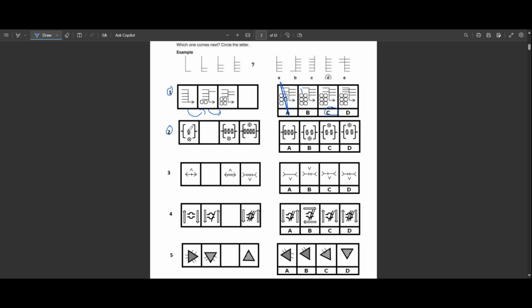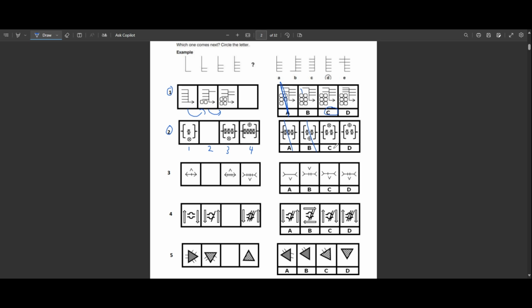This shape seems to be duplicating, right? There's 1 here, should be 2 here, and then there's 3, and then there's 4. So I'm going to cancel out A because it's got 3 of them. This X at the bottom is moving down, then up, then down, then up. So it should be at the top, so it should be either C or D.